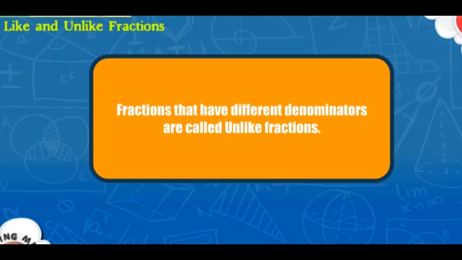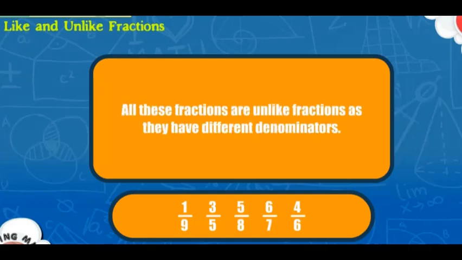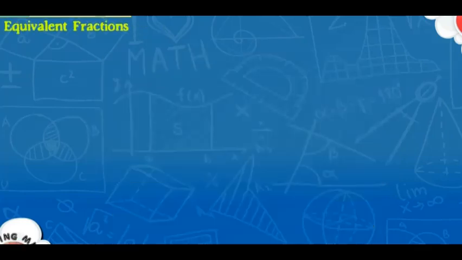Fractions that have different denominators are called unlike fractions. 1/9, 3/5, 5/8, 6/7, 4/6. All these fractions are unlike fractions as they have different denominators.